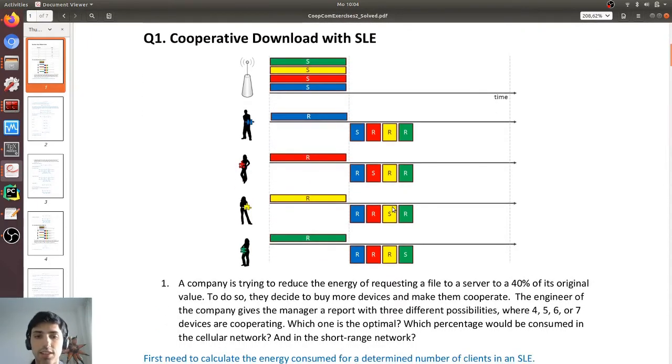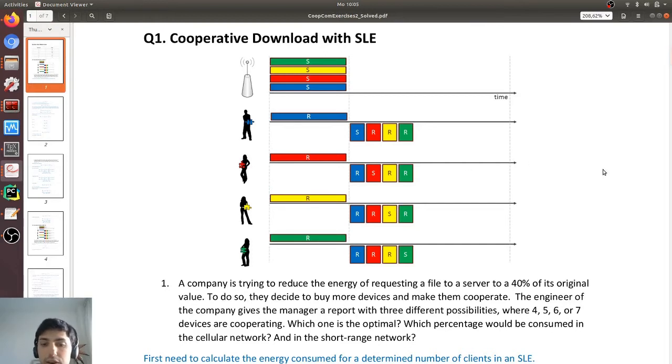Okay, so let's see. Let's read it first. A company is trying to reduce the energy of requesting a file from a server to 40% of its original value, because they want to reduce the energy costs. To do so, they decide to buy more devices and make them cooperate, because as we saw, the energy will be reduced. The engineer of the company gives the manager a report with four different possibilities, where 4, 5, 6 or 7 devices are cooperating. So which one is the optimal, which percentage would be consumed in the cellular network, and which percentage in the short range network?